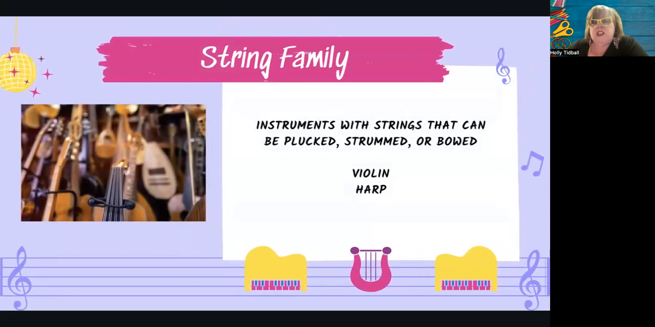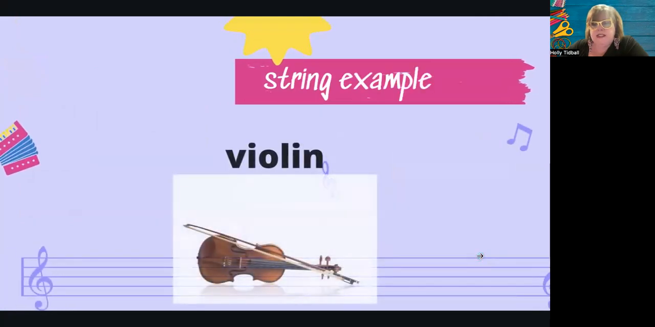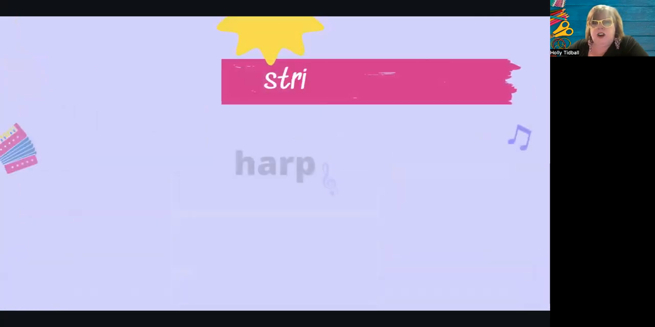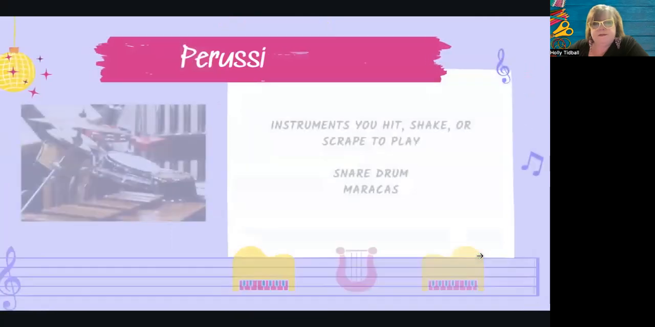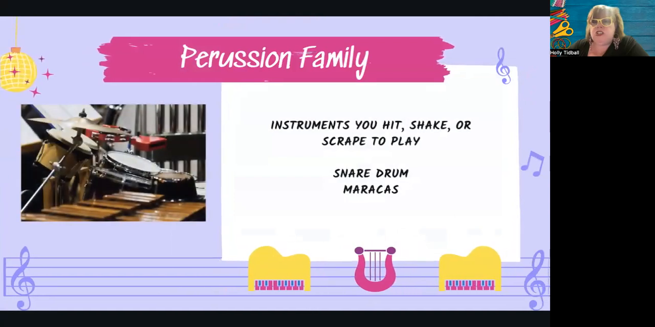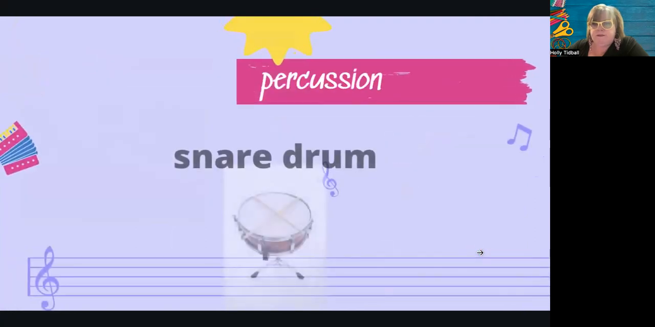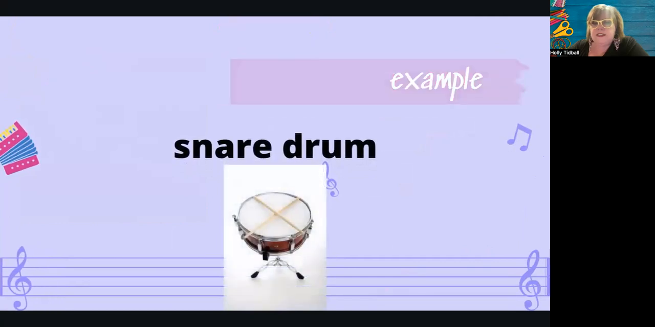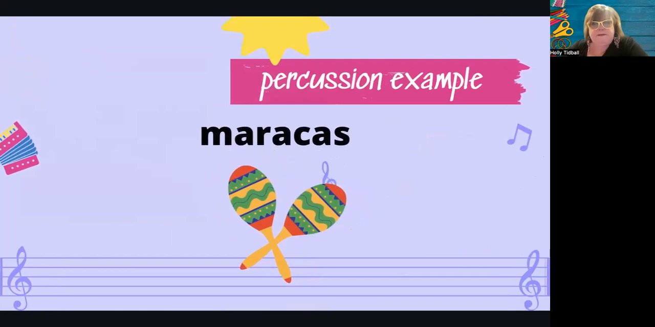The string family are instruments with strings that can be plucked, strummed, or bowed. For example, the violin has strings, and the harp also has strings. The percussion family are instruments you hit, shake, or scrape to play. The snare drum is an example. You hit it. And then the maracas are an example because you shake them.